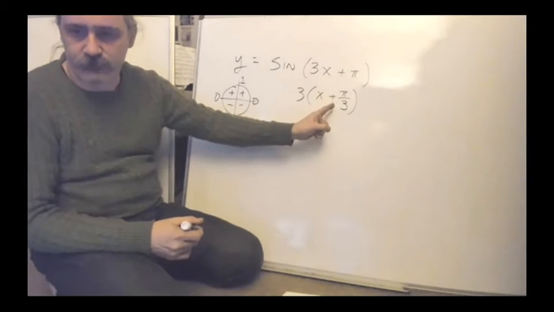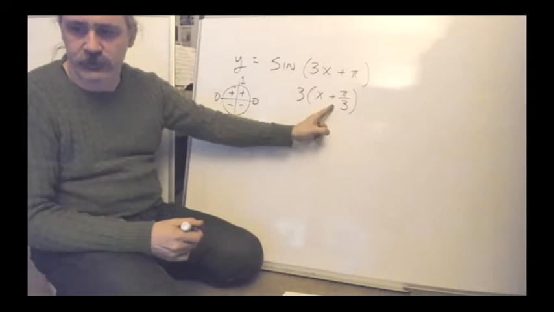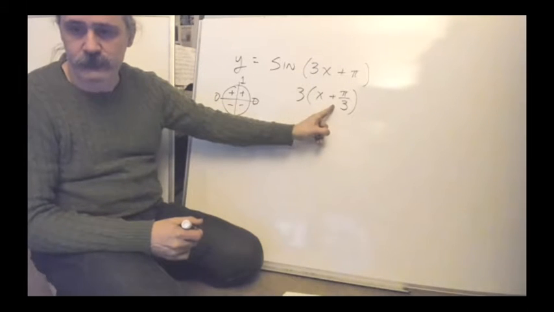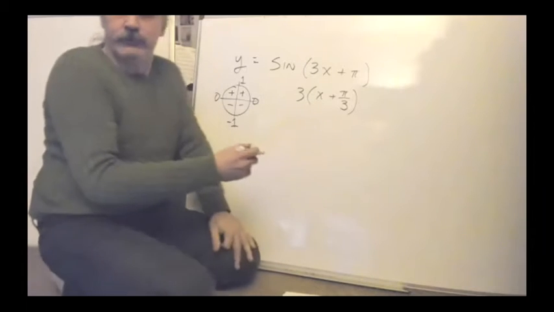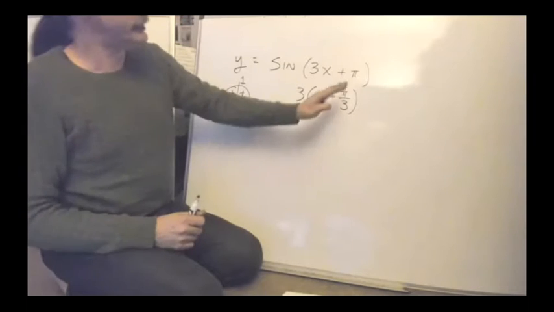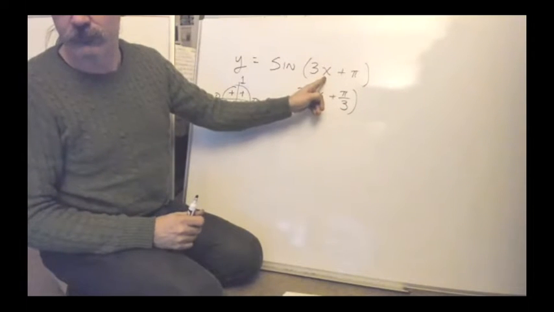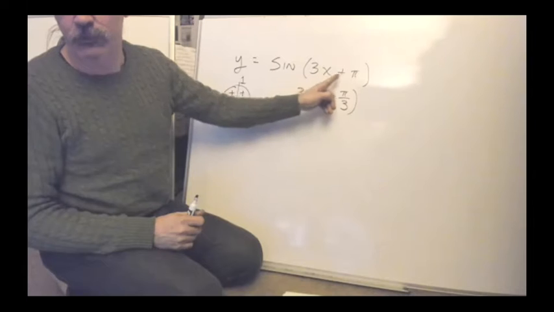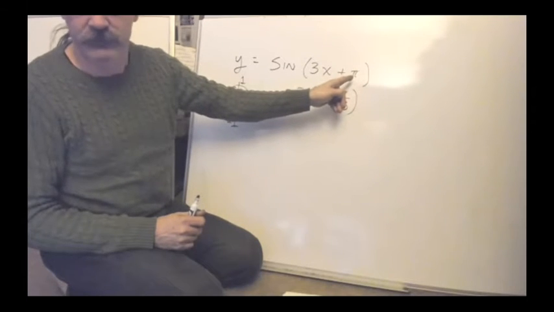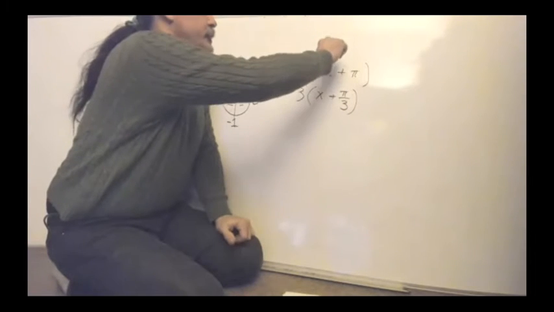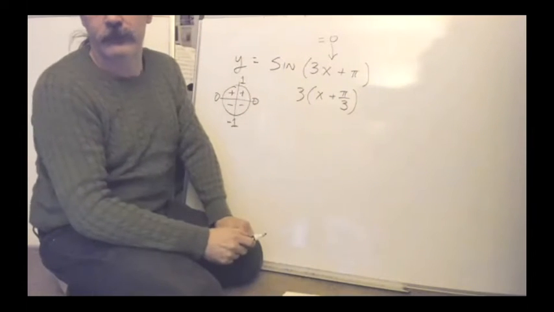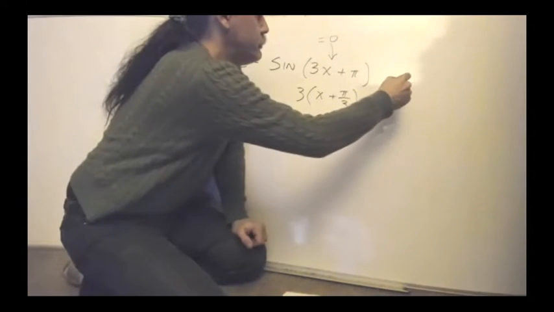this represents a horizontal shift to the left by pi over 3. What you're basically doing is finding out when does this start. Normally, it would start when x is 0. But if x is 0, we get 3 plus pi. The sine of 3 plus pi is not the same as the sine of 0. So the phase shift basically is putting the domain expression equal to 0. So you could solve that problem.